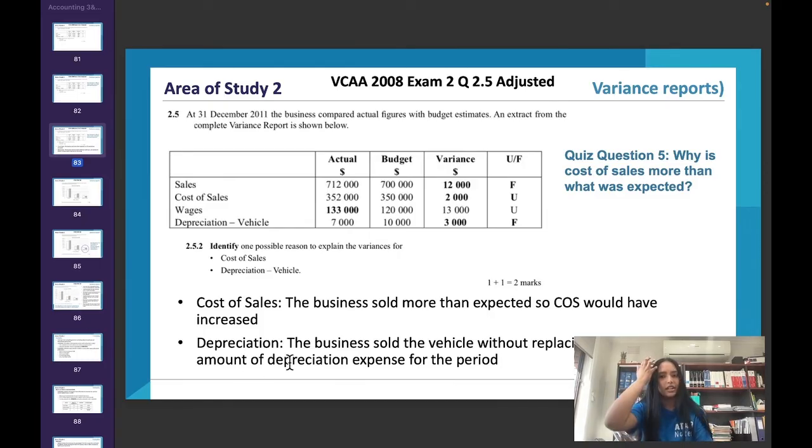And depreciation being less than what was expected basically just means that it occurred because the business sold a vehicle without replacing it, which means that the amount of non-current assets went down, which decreases the amount of depreciation expense for the period.